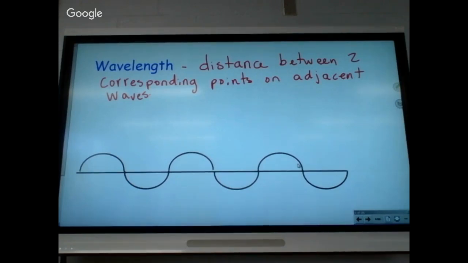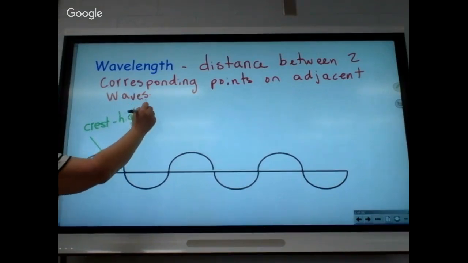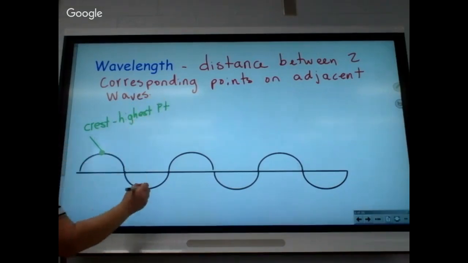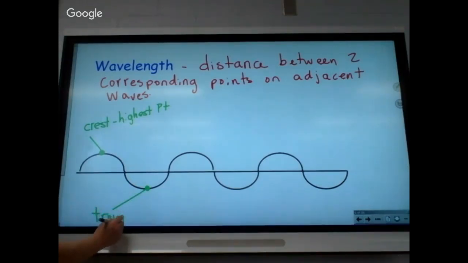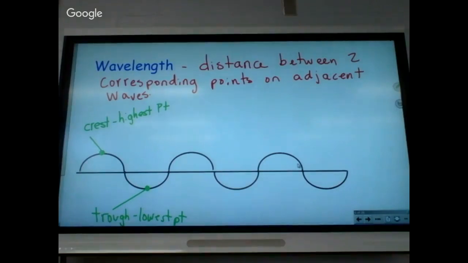All right, so wait, let me draw. Annabelle used the words crest and trough. So what's a crest? It's the highest point on the wave. So for anybody who doesn't remember, the crest is the highest point. The trough, TROUGH, is the lowest point. Are we okay with that? The crest and the trough. It's not a tro either, it's called a trough.